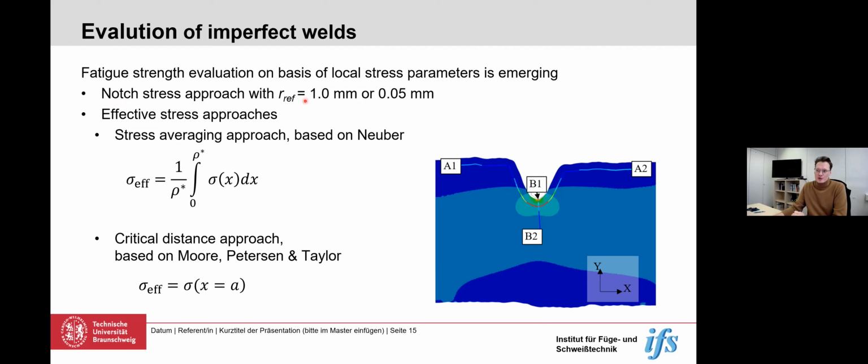So basically, we have different approaches. Most common is notch stress approaches with reference radii, but however, with such mildly notched specimens, they are not easy to apply. So we applied effective stress approaches, one based on Neuber, where you basically determine the stress along a line coming here from the surface perpendicular to the surface, and then you simply determine a mean value of the stress along this line. And this line has a length of rho asterisk. And the other one is that you have a line that has an offset to the surface, and you just simply determine the highest stress along that line. And that approach is based on assumptions made from Moore, Patterson, and Taylor.